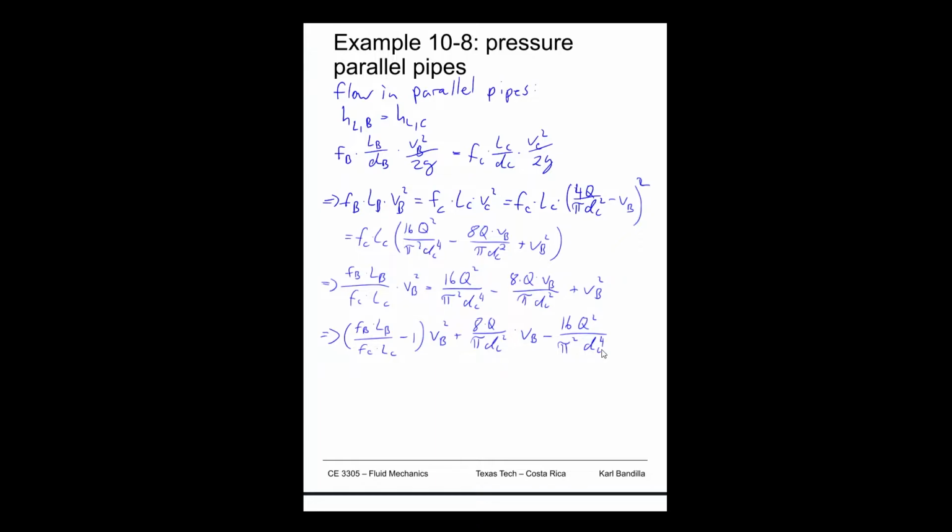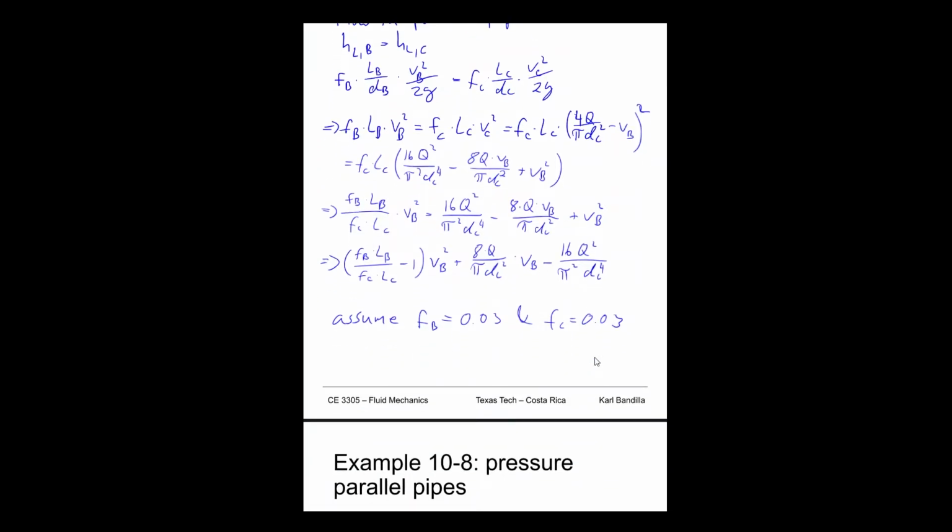To do that, of course, if we want to solve this, we'll have to assume something for FB and FC. So let's say, to get ourselves started, we will assume that FB is equal to 0.03 and the same for FC. All right, that means we can plug all that into our equation, equal to 0 up here, and then we can solve it.